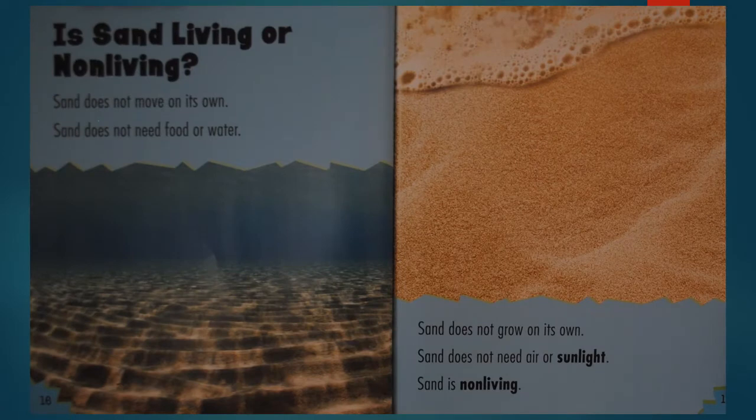Is sand living or non-living? Sand does not move on its own. Sand does not need food or water. Sand does not grow on its own. Sand does not need air or sunlight. Sand is non-living.